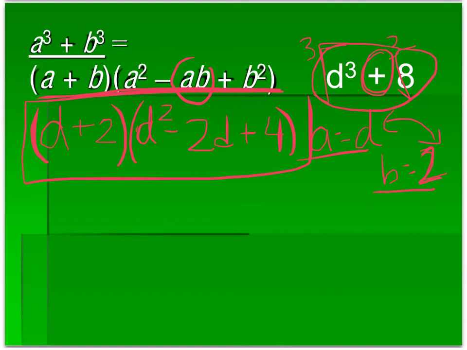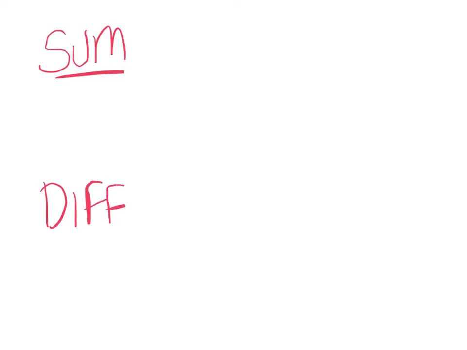So how do we remember the formula? What I like to remember is that for the sum of two cubes, we've got a plus sign. For the difference of two cubes, there's a minus sign. So in the sum, I will write it down in blue. The sum has a sum in the first part of the parentheses, so it's a plus b.